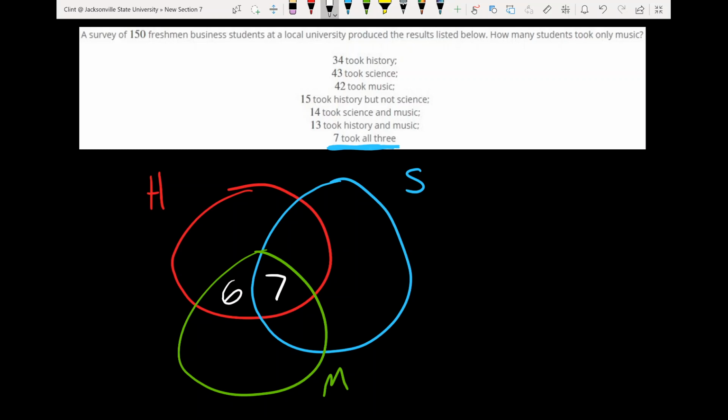Now, if we go back another piece of information, it says 14 took science and music. Okay, so science and music will be where the blue and the green overlap. So we want 14 in there. We've already got 7, so for this other piece of our overlap, we'll have 7.